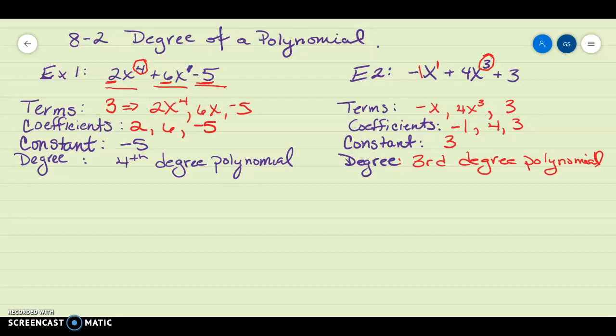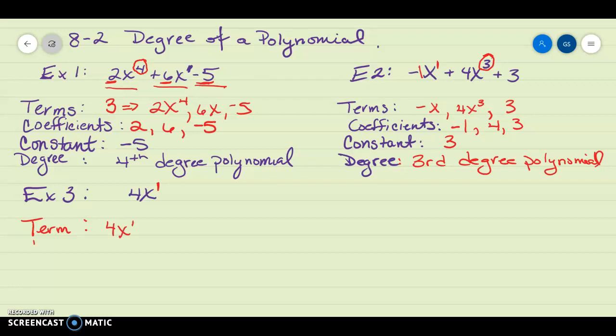All right. Example 3 is a little tricky. So it's 4x. Well, this actually is what we call a monomial, but it still has a degree. So I don't see any exponents on that x. So what do you think the exponent on the x is? That's right, it's x to the 1st power. So anytime you don't see an exponent, you write a 1. Okay, so the terms, well, there's only one, and that's 4x to the 1st.